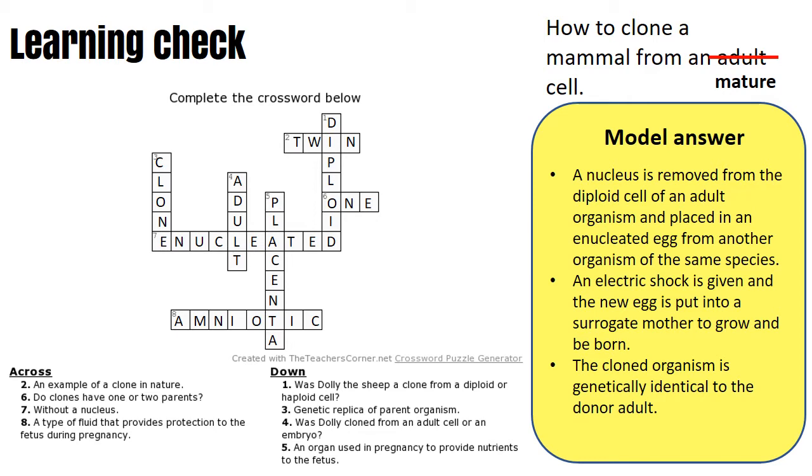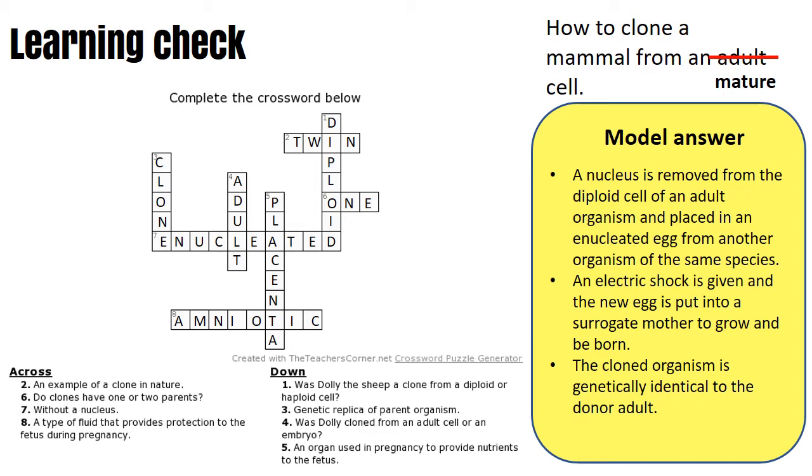Right, an example of a clone in nature is a twin, an identical twin to be precise. So remember, the definition of a clone is something that is genetically identical to something else. And identical twins are just that. They're genetically identical.